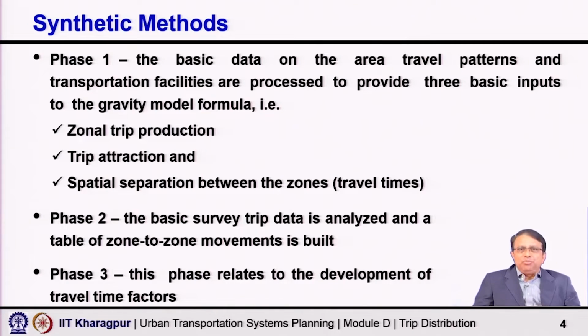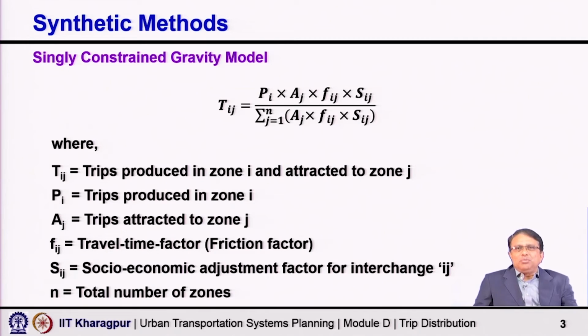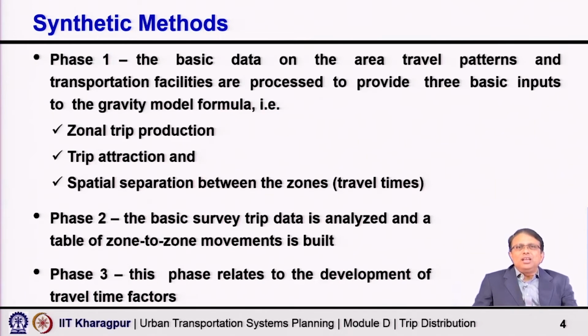Then I shall calibrate my friction factor Fij values with respect to the travel times to reproduce the present trip distribution pattern. That is phase 3. This phase relates to the development of the travel time factors or friction factors, those Fij values, as I have shown in the previous slide. So, that is the calibration of Fij, that is phase 3.